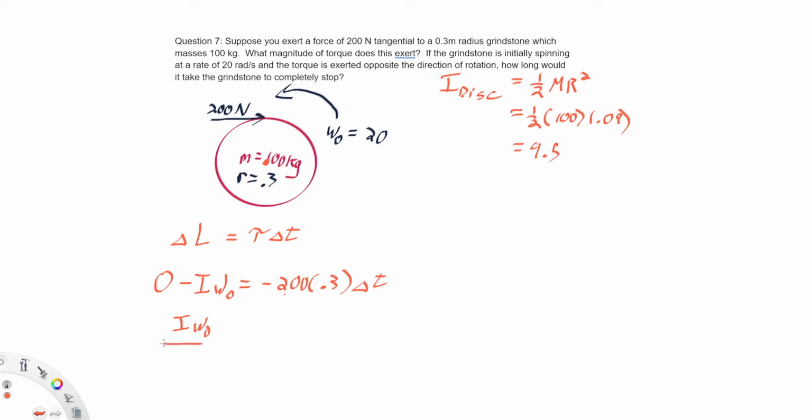Dr. Wolves, I'm sorry. For the disk, why did you say that the disk is that formula? 1/2. Oh wait, never mind. I'm sorry. Yeah, I didn't see the 1/2. Okay.